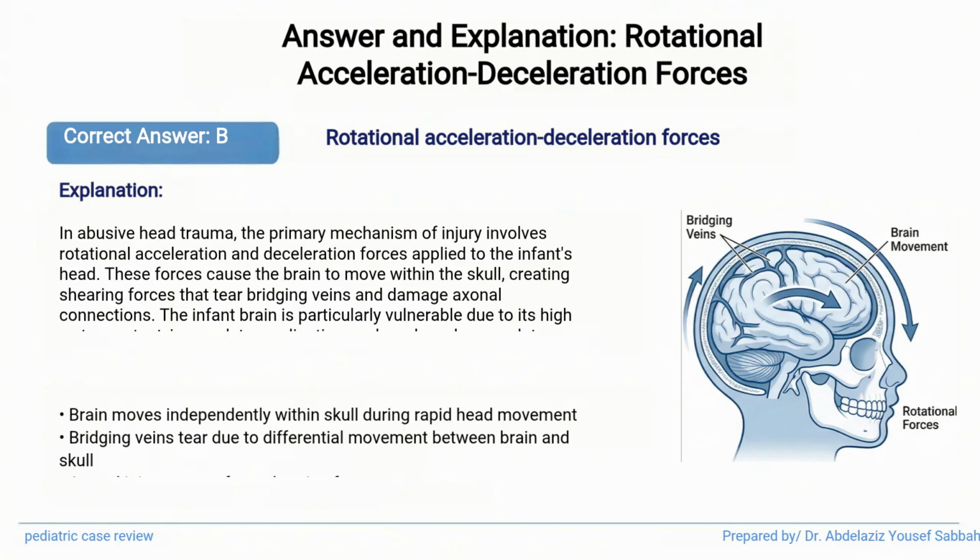The brain moves independently within the skull during rapid head movement. Bridging veins tear due to differential movement between the brain and the skull. Axonal injury occurs throughout the brain as a result of widespread shearing forces. Infants are most vulnerable due to a combination of anatomical factors including high brain water content, incomplete myelination, and critically weak neck musculature that is unable to control or absorb the forces generated during shaking.